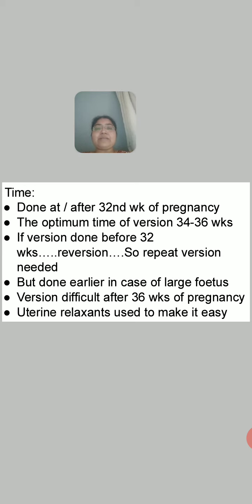Uterine relaxants are sometimes used to make the version easy. Sometimes the abdominal wall is tight. This will make the version difficult. So to relax the wall, uterine relaxants are sometimes used. So nowadays these relaxants are used to make the version easy.